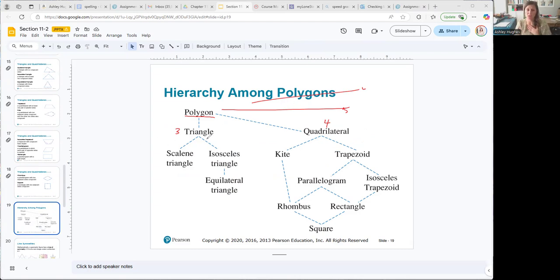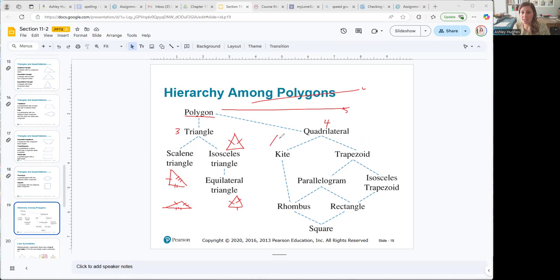But triangles, we'll classify by sides. Scalene, remember, means all sides are different. So none of these are the same, or it can look like this, just all sides are different. Isosceles means that at least 2 sides are the same. Equilateral means all 3 are the same. So equilateral also would be an isosceles because it has at least 2 sides that are the same. Quadrilateral just means there's 4 sides.